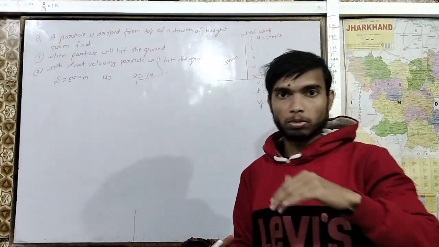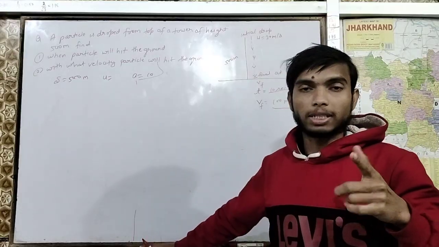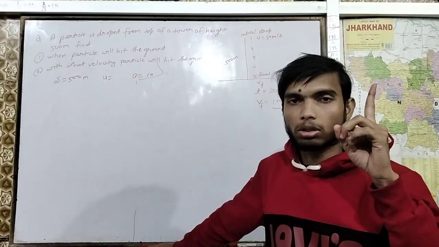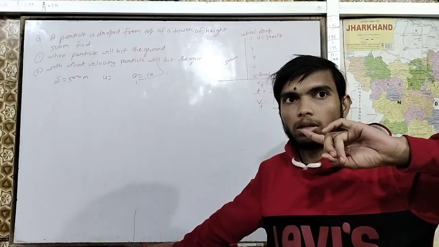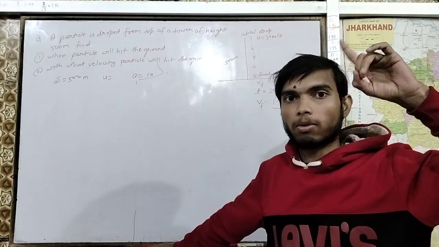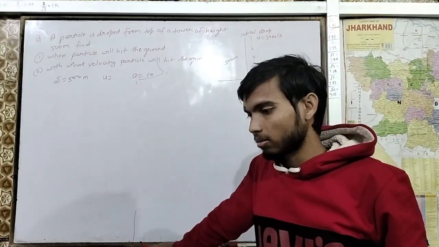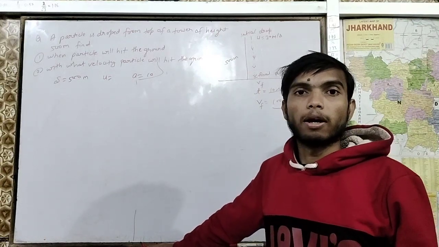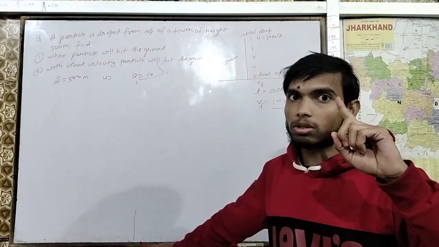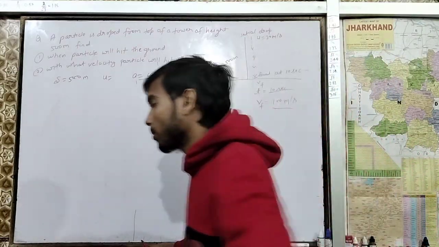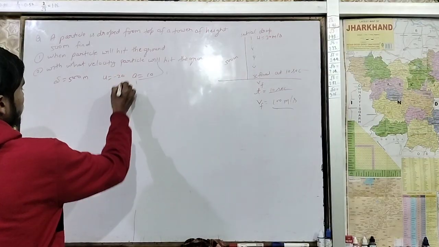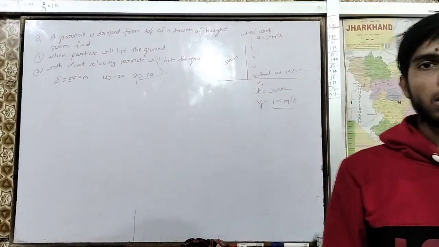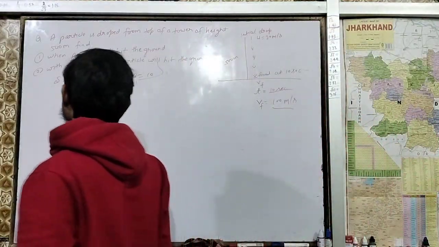The particle is thrown from the tower, whose height is 500 from the ground. The particle is being thrown with 20 meter per second upward, not downward, upward. We were considering downward as positive, but in this question the particle is going upward. So of course this u will become negative, minus 20. It means the particle is going upward, 20 meter per second.